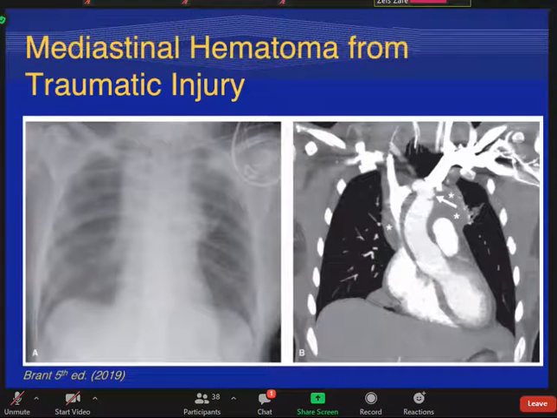The chest radiograph in this patient demonstrates a widened mediastinum. Coronal CT aortogram demonstrates a traumatic pseudoaneurysm of the aortic arch, arrow, with extensive mediastinal hematoma, asterisks.